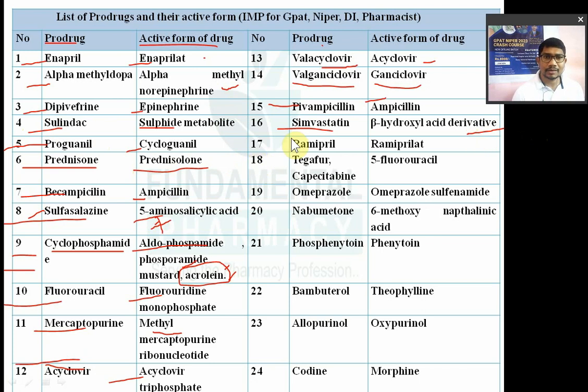Another drug is there, ramipril. So ramipril is also an ACE inhibitor, like your enalapril. Ramipril is also converted into active metabolite ramiprilat.